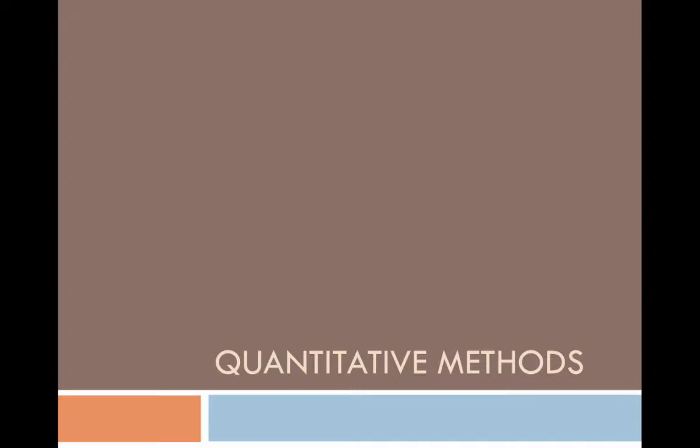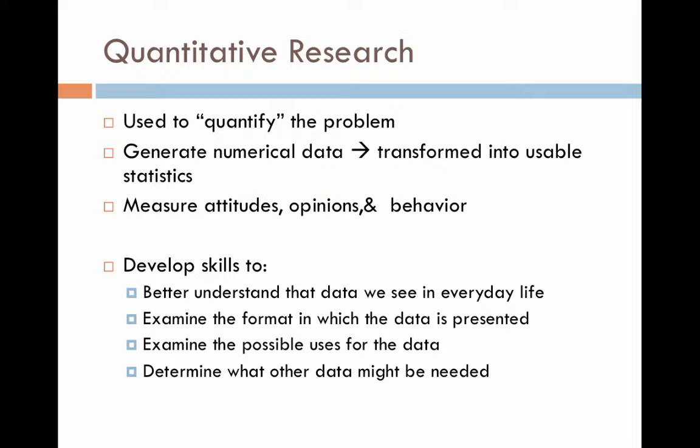Today we're going to talk about quantitative methods and begin getting into a little bit about survey research. Quantitative research, generally speaking, the easiest way to remember it is we're using it to quantify a problem. That generally means we're creating numerical data, and the numbers themselves don't tell a story, so we need to transform them into usable statistics. What that means is we need to get the numbers to tell a story that will give us insight into the question we're asking.